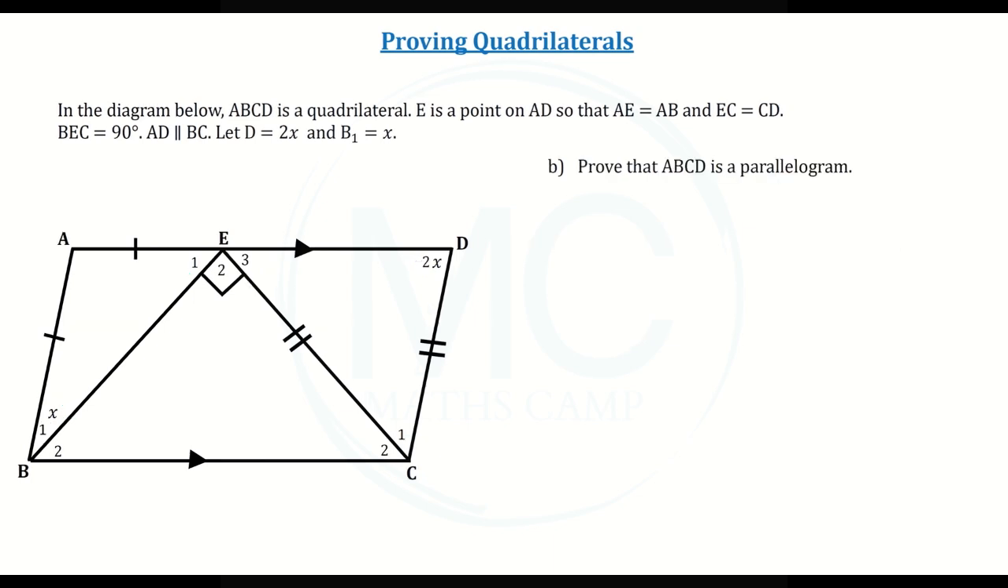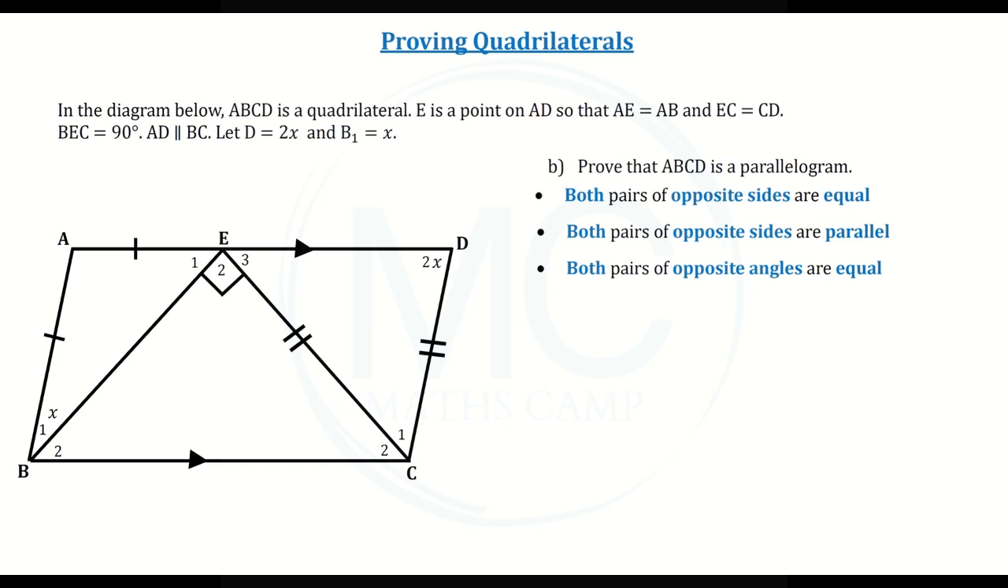Prove that ABCD is a parallelogram. To prove a parallelogram, we need to prove that both pairs of opposite sides are equal, or both pairs of opposite sides are parallel, or both pairs of opposite angles are equal, or the diagonals bisect, or that one pair of opposite sides are equal and parallel.